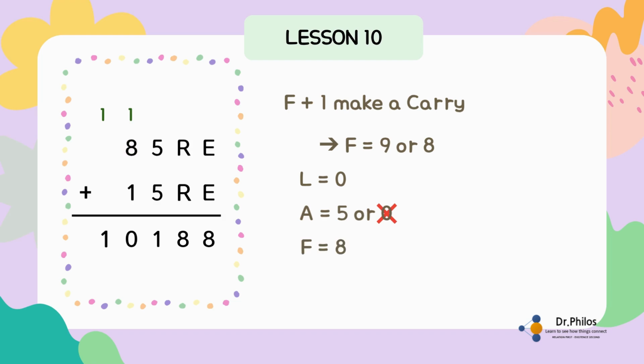Great job! Only R and E are left. Take it away! Since R minus E equals 5, and the total is 8, R has to be 9 and E has to be 4.